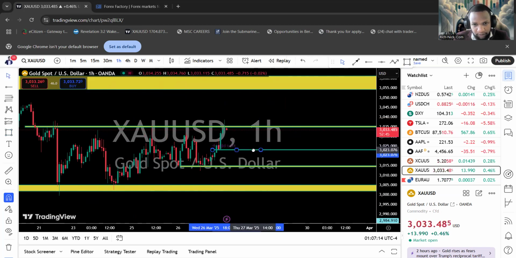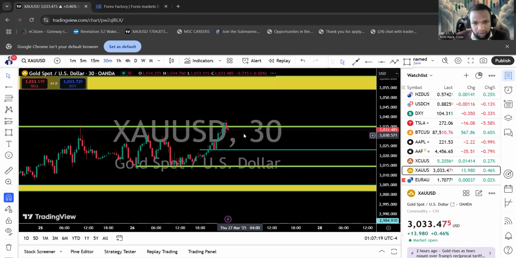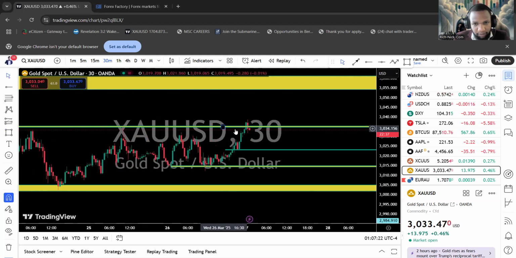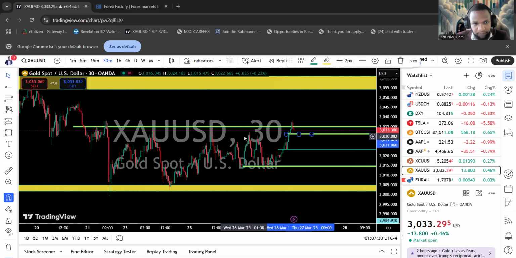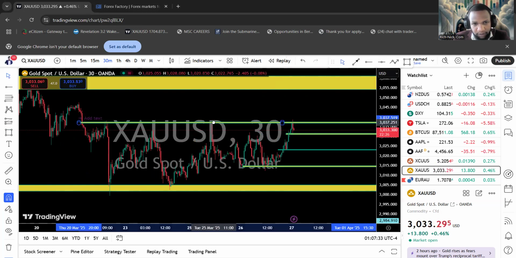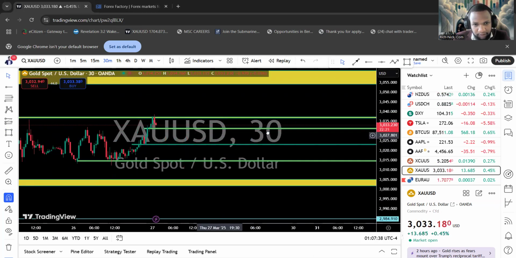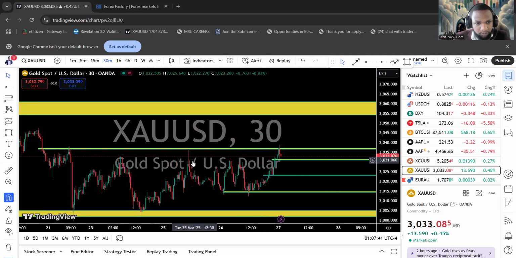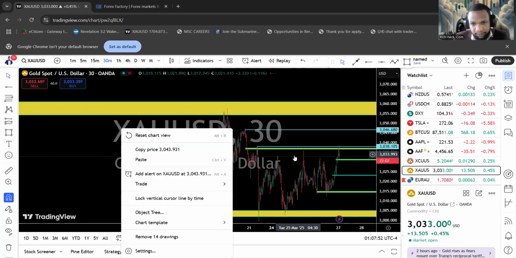So on 1 hour, these are support levels over here. I wanted to go specifically to 30 minutes. Why? Because I want to identify this area over here. And when I do that, I'll have to move this up here. I've done that because I want to know above this wick and up to this point right over there.